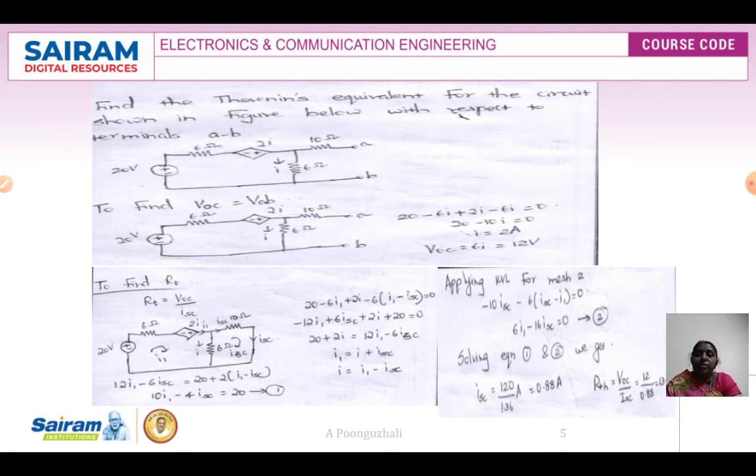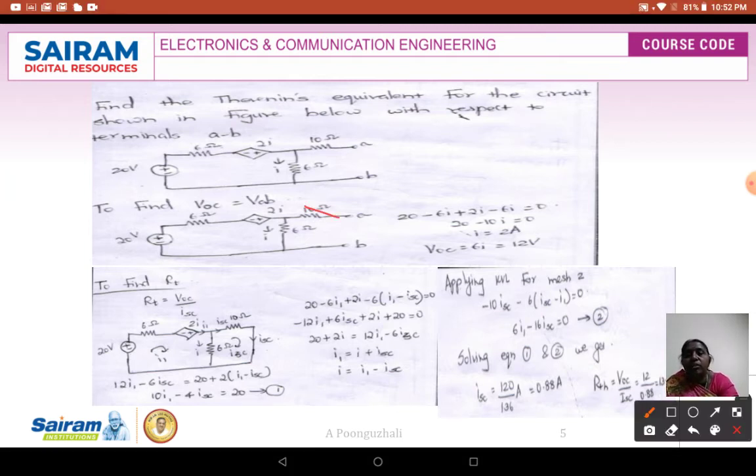Now the first step, as usual, is to remove your load resistance, and there is going to be no current flowing through this 10 ohm resistance there.